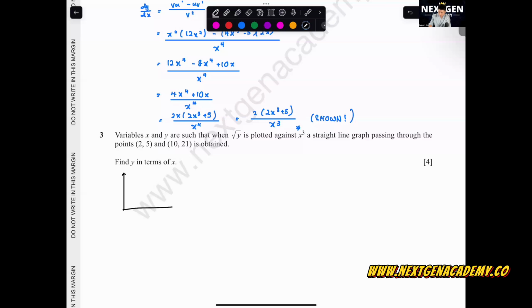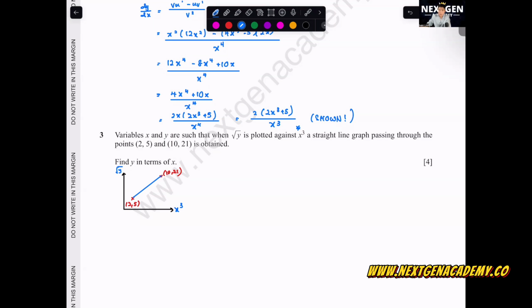What I like to do, I always like to sketch it out first, so that you can see the relationship. It's x cubed against square root y. Then you have 2 points, (2, 5) and (10, 21). So it's a graph that is going up. What do we need to find? We need to find two values, m and c first.